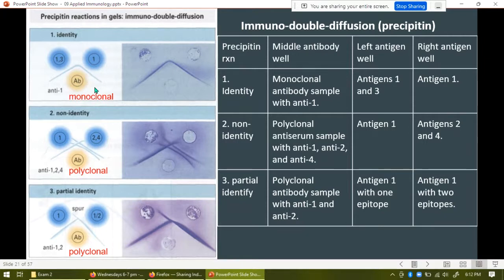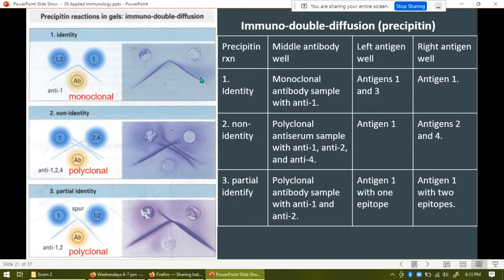And then wherever an antibody meets an antigen, it's going to form a precipitation reaction where you can see a clear band. So in this case, we have an anti-1 antibody, so it's specific for antigen 1. Anywhere it encounters antigen 1, it's going to form a precipitation ring, or whatever you want to call this. So there's antigen 1 here, and there's antigen 1 here. So it's going to encounter antigen 1 in both those places, right? So here's what you see.